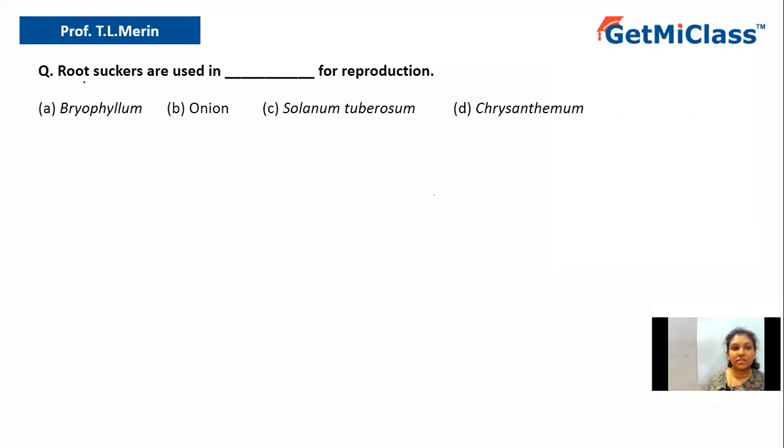Today we're going to solve this question which says root suckers are used in dash for reproduction. Option A bryophyllum, option B onion, option C Solanum tuberosum and option D chrysanthemum. So let us try to understand the question. The question says root suckers are used in dash for reproduction. So in which among these root suckers are used for reproduction?